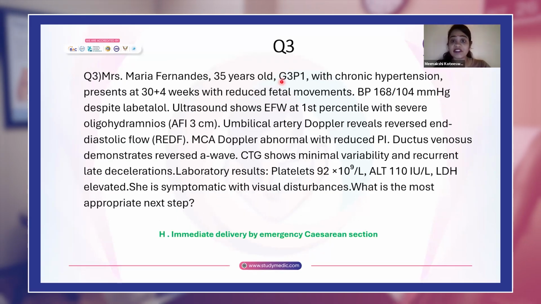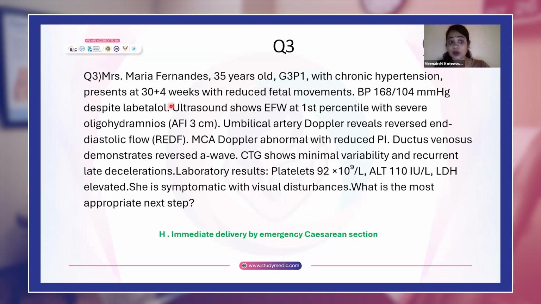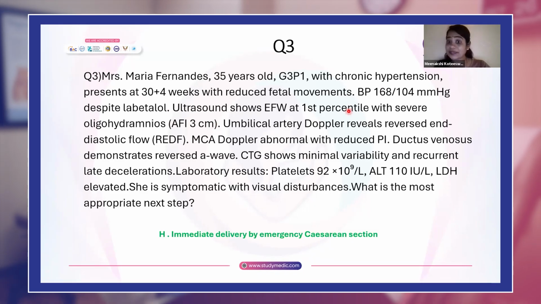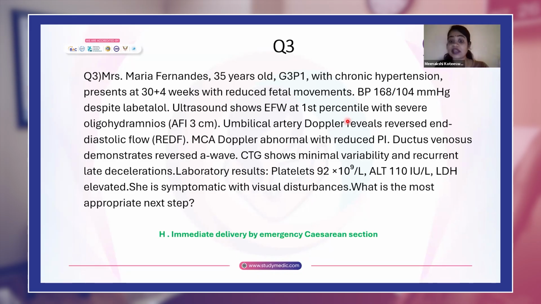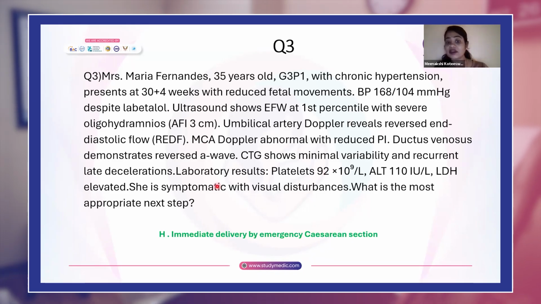Mrs. Maria Fernandez, 35, G3 with chronic hypertension, and now she's at 30 weeks with reduced fetal movements. BP is very high, 168/104, despite giving labetalol. Ultrasound shows estimated fetal weight at 1st centile with severe oligohydramnios, and AFI is 3 centimeters. Umbilical artery already shows reversed end diastolic flow. MCA Doppler is abnormal. Ductus venosus shows a reversed A wave. CTG shows minimal variability with recurrent late decelerations. Platelets are low. ALT is elevated. LDH is elevated. She's symptomatic with visual disturbances. And what is the most appropriate next step?